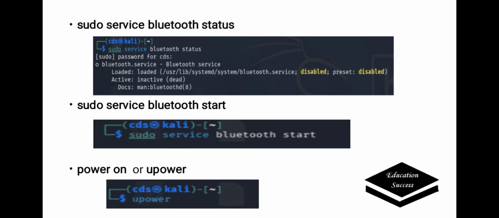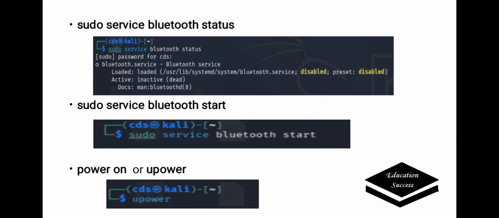First command is sudo service bluetooth status. It will show the status of the Bluetooth device. First, it will ask you the password as shown in the screenshot. When we type the password, it will show you the status. Here, under the Active label, you will see the status of this Bluetooth is inactive. In brackets, it says dead. So your status of the Bluetooth is now inactive.